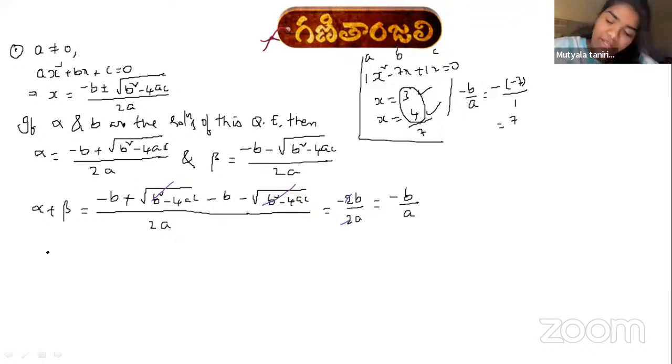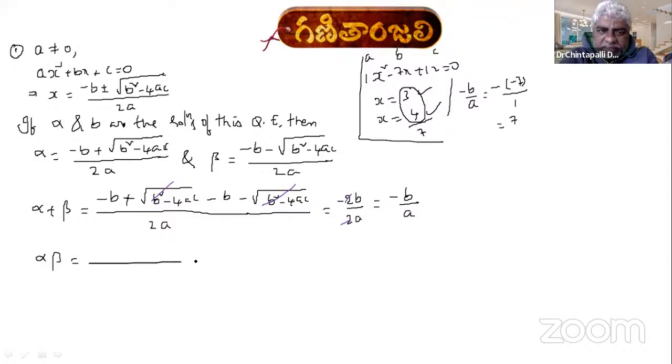Now let's see what happens when we multiply them. That is the product of the two roots, alpha times beta. We are multiplying these two values, right? The denominator is 2a times 2a, which is 4a square. Now the numerator is minus b plus root of b square minus 4ac, times minus b minus root of b square minus 4ac.